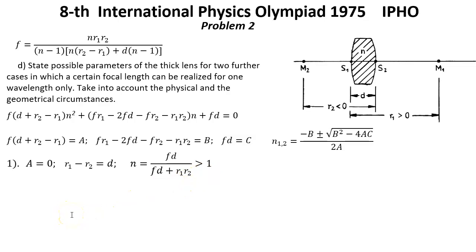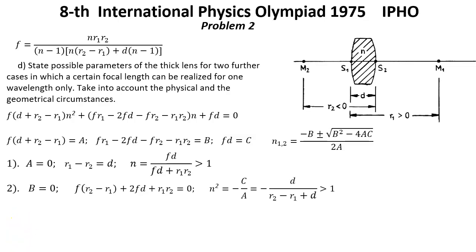The second case happens when coefficient B equals 0. It means that we have two roots, one positive and the other negative, and because a negative one doesn't make physical sense, we have only one positive root. So B equals 0, this expression equals 0, and because n squared equals negative C over A, which is equal to this expression, the root will be the positive square root of this expression, which must be greater than 1. So that was the second solution.